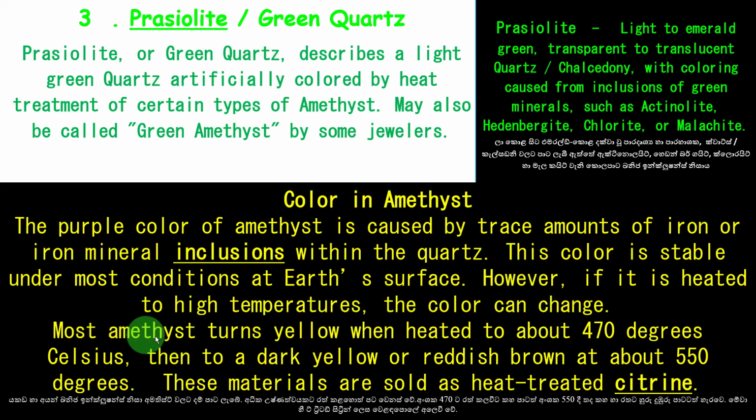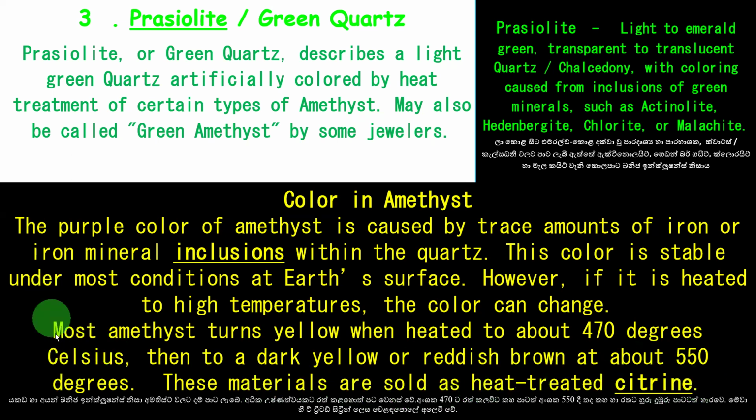What happened? Most amethyst turns yellow when heated to about 470 degrees. Then you can turn it into yellow. Then it is called citrine. Then to a dark yellow or reddish brown at about 550 Celsius. These materials are sold as heat-treated citrine.